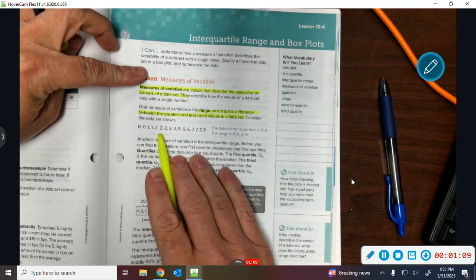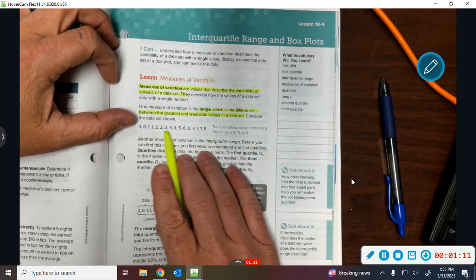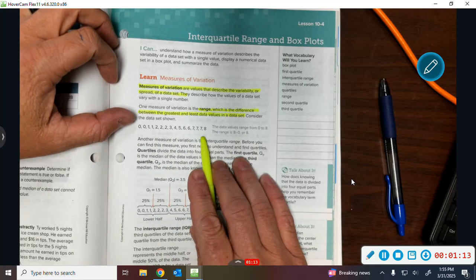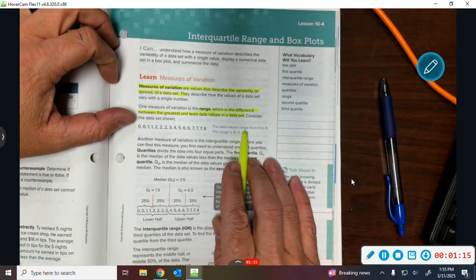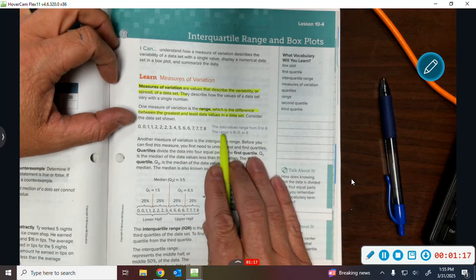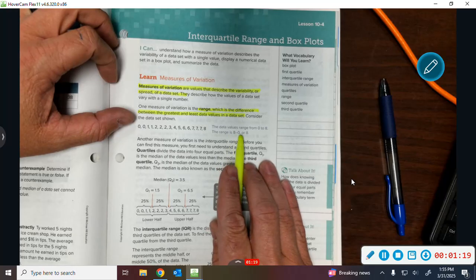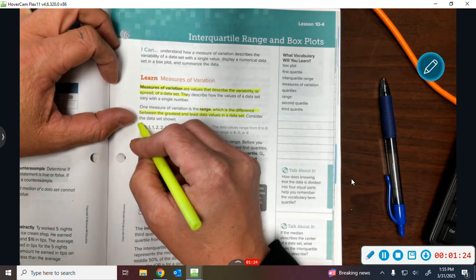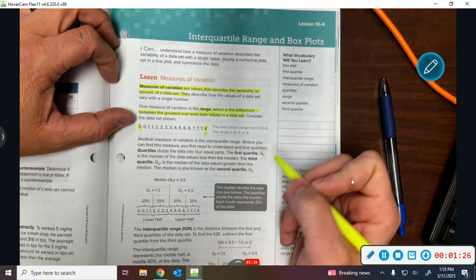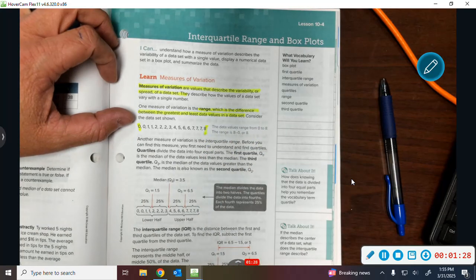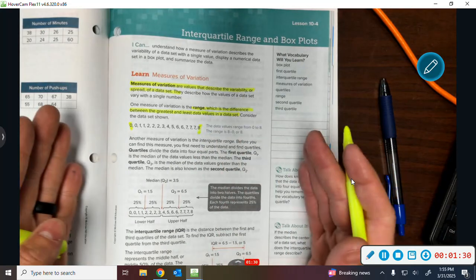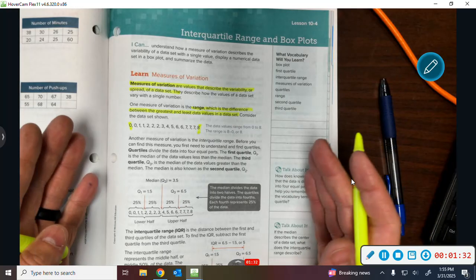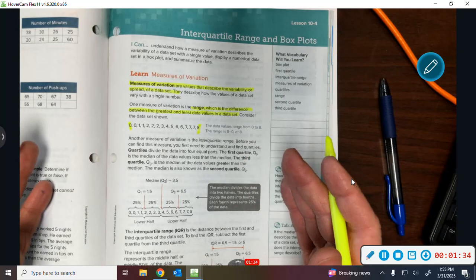So let's look at this data shown here. We have all these numbers and they're listed in order from least to greatest. So the data values range from 0 to 8. So the range is 8 minus 0, or we say it as 8. The least value is 0, the greatest value is 8, so we do 8 minus 0 to get its range. That means all the numbers fit in between 0 and 8, or there's a distance of 8.